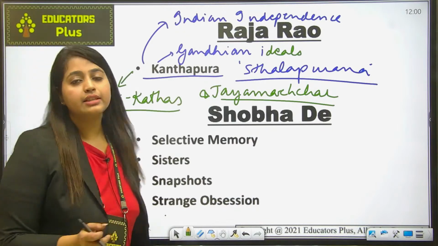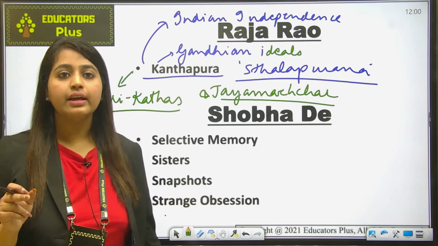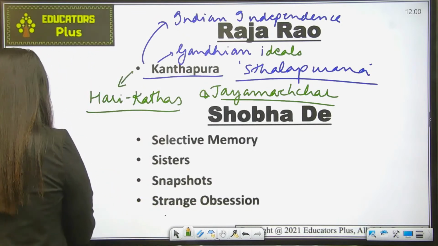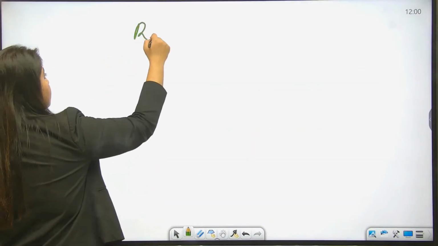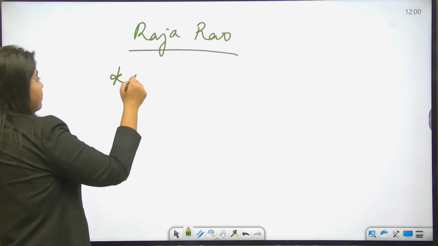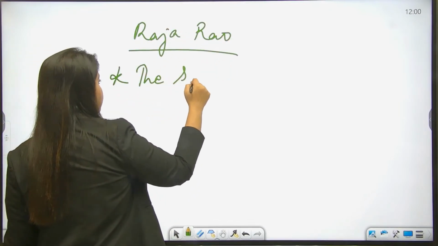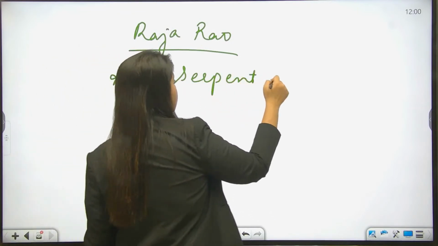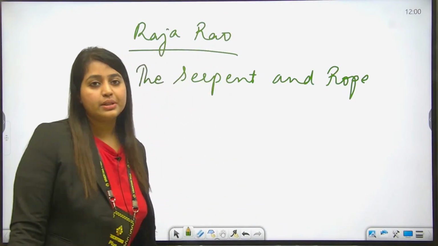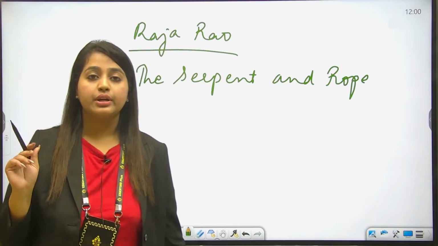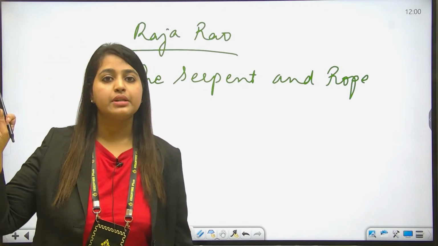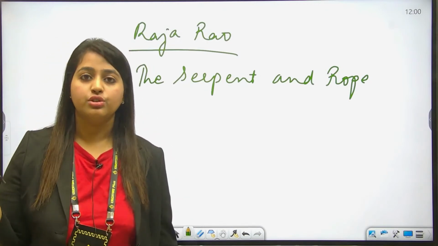Okay, next after Kanthapura, एक उसका और वर्क है The Serpent and the Rope. ठीक है, please remember. इससे भी क्वेश्चंस आते हैं या मैच द कॉलम्स आ जाते हैं. प्लीज मैच द writer with the work. So ये भी एक बार आ चुका है आपके नेट में कि The Serpent and the Rope was actually matched with Raja Rao.